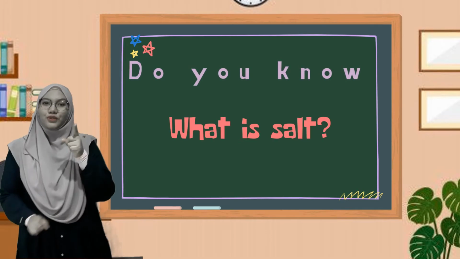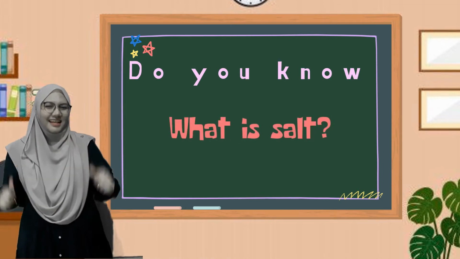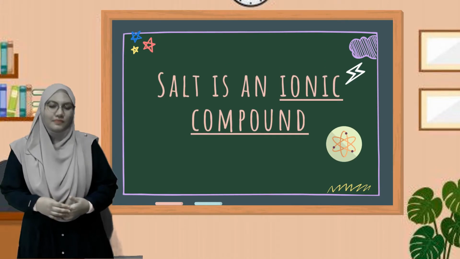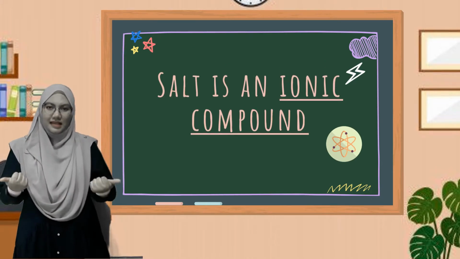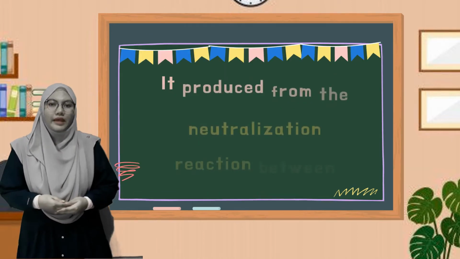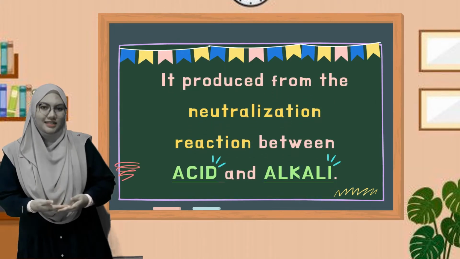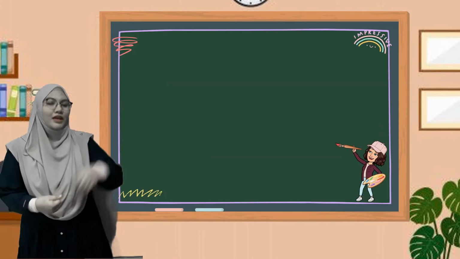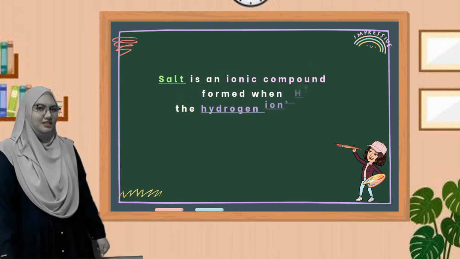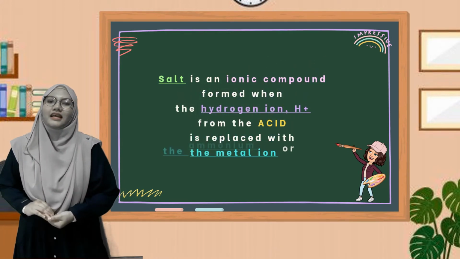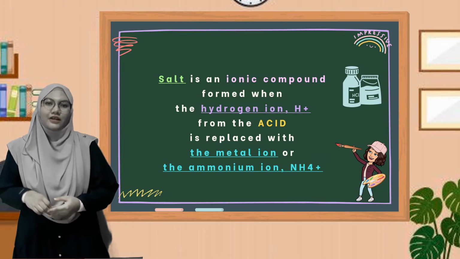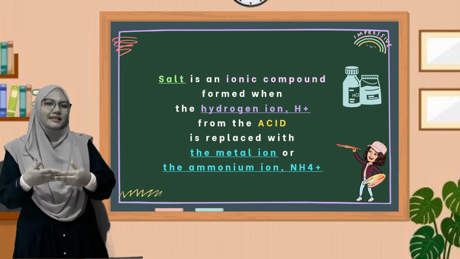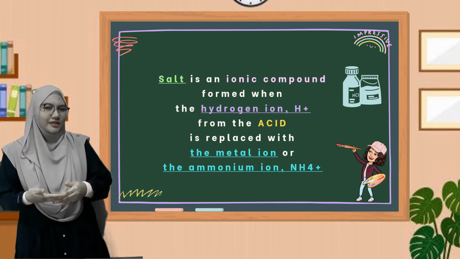Wait, do you know what is salt? Let me tell you. Salt is an ionic compound that is made from metal and non-metal elements. It forms when the neutralization reaction occurs between acid and alkali. So, this is the definition of salt. Salt is an ionic compound formed when the hydrogen ion in acid is replaced by the metal ion or the ammonium ion.